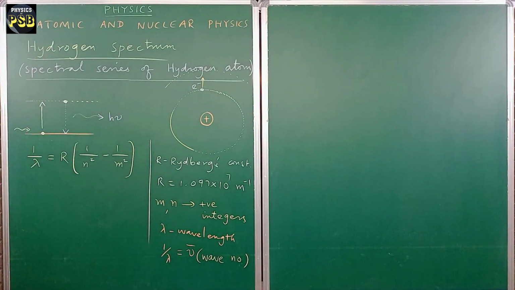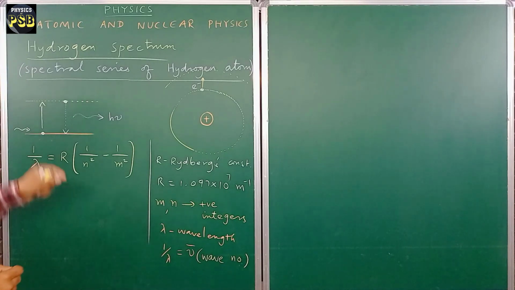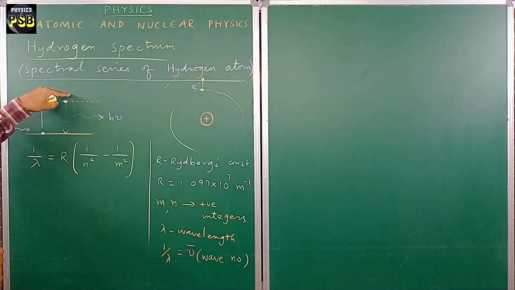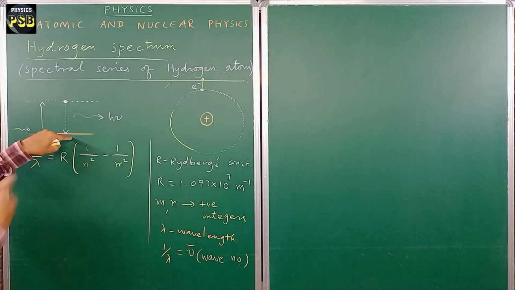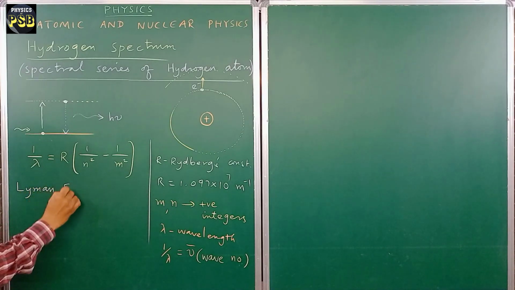Now we'll discuss the spectral series of the hydrogen atom. I told you the wavelength of the spectral line depends on the energy levels between which the transition takes place. The hydrogen spectrum has five spectral series. The first one is the Lyman series.